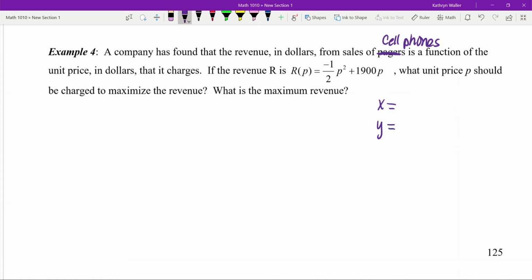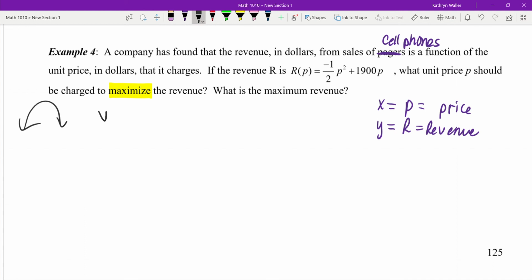What does that stand for? Y is revenue. Y is R, which is revenue. The x value is represented by a p, and what does that stand for, everybody? Unit price. Yep, I'm just going to say price. What price should be charged to maximize the revenue? Tell me the word that pops out to you. Maximize. The reason it's maximize is this is a parabola that opens down, so the vertex is going to be a maximum.